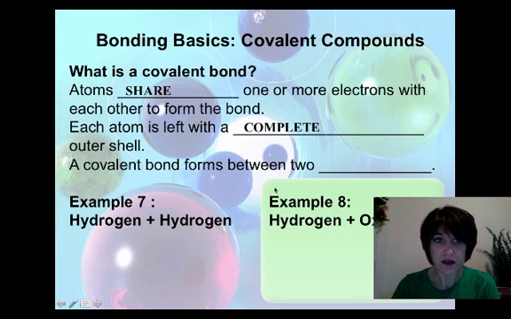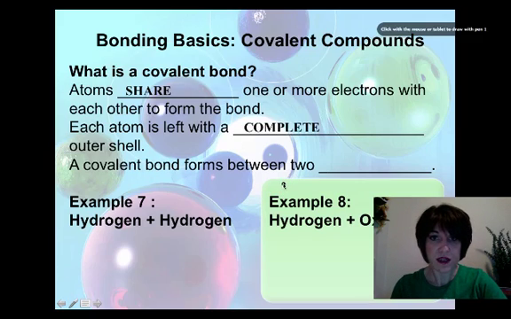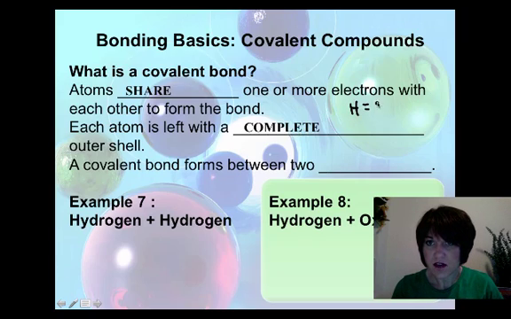When they share, that leaves each atom with a complete outer shell. So the valence electrons for hydrogen have to get to 2, and for all others they would want to get to 8. Remember the octet rule. Every atom needs 8 electrons.